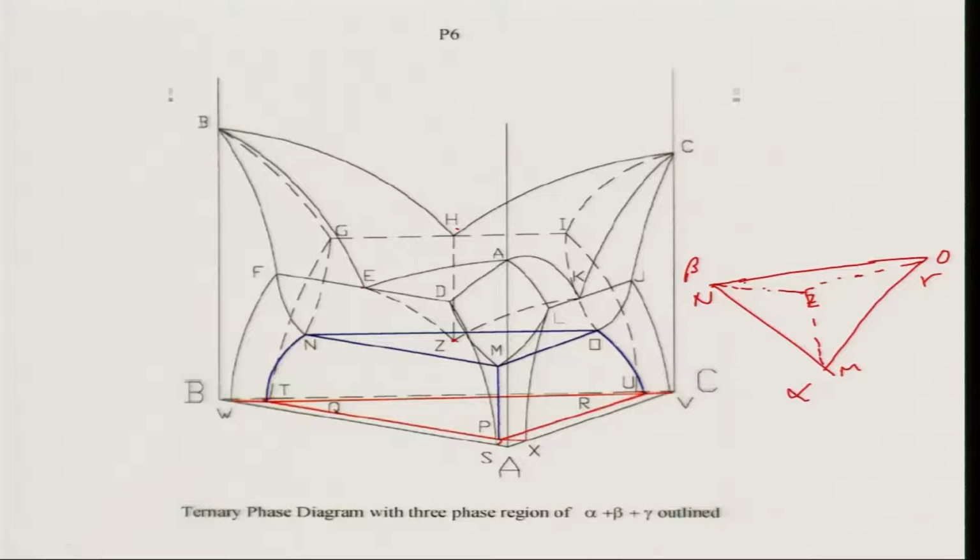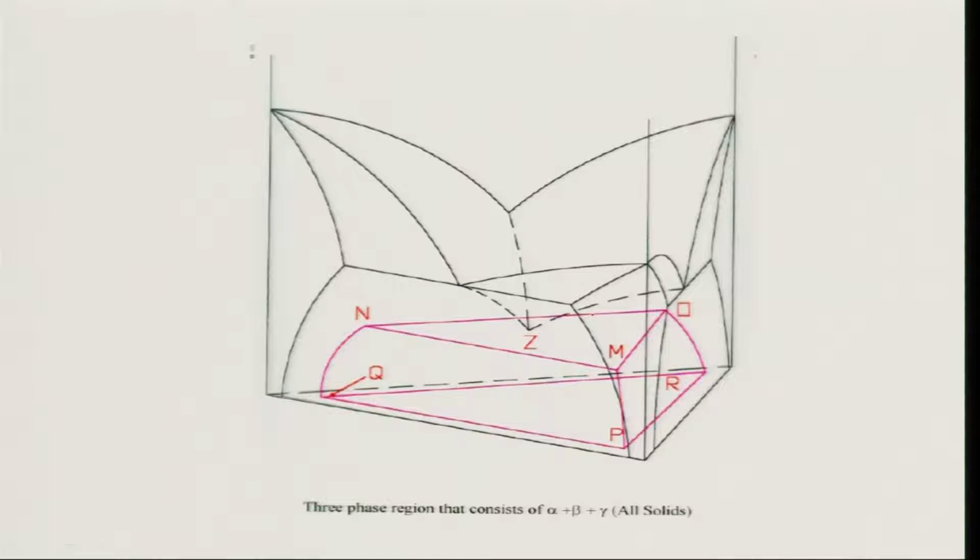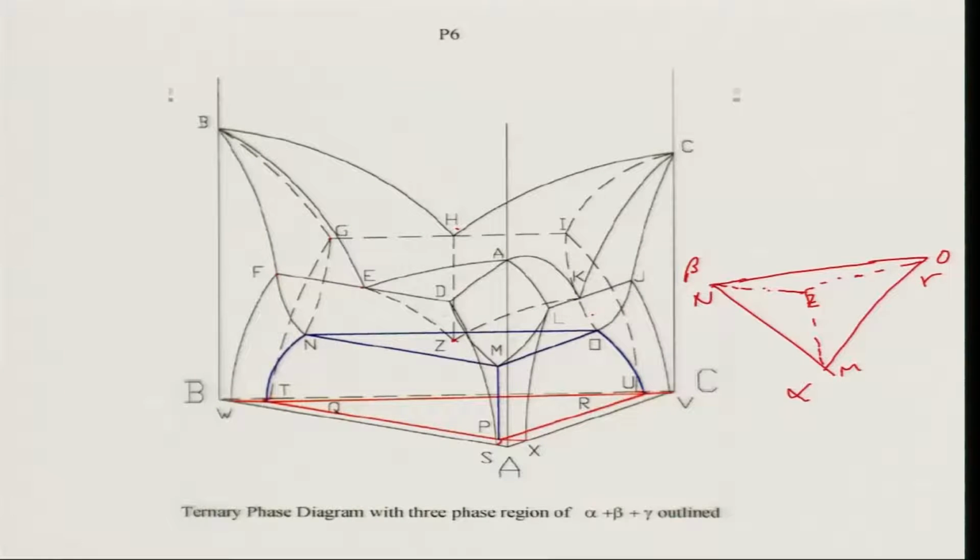How do I get N, M and O? The N point is obtained from these 2 ends. This is one binary, this is another binary terminal solution. If you connect it here, M is also similar, O is also similar. Correct. Now, below this surface, in fact, it is already drawn. This is the alpha, beta, gamma surface, alpha plus beta plus gamma, correct, the 3 phase surface.